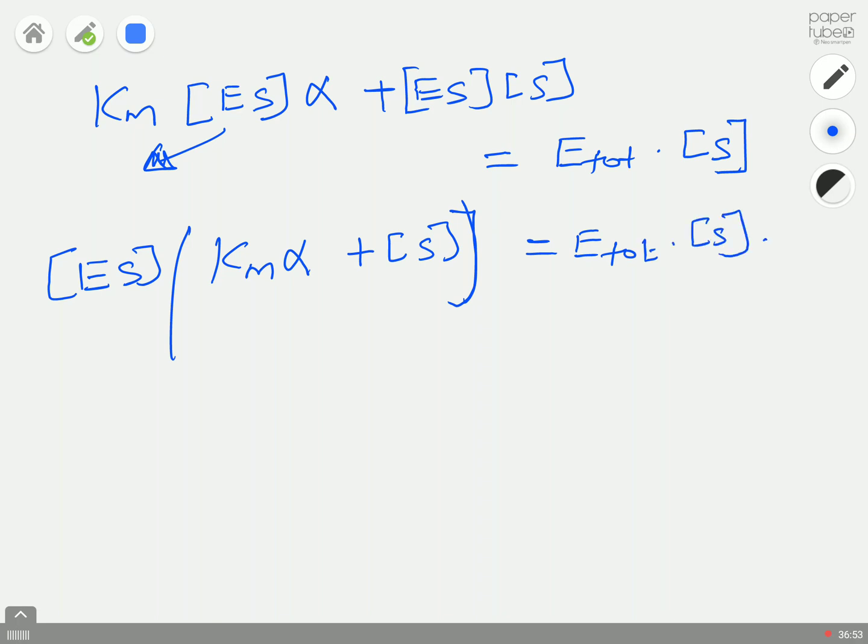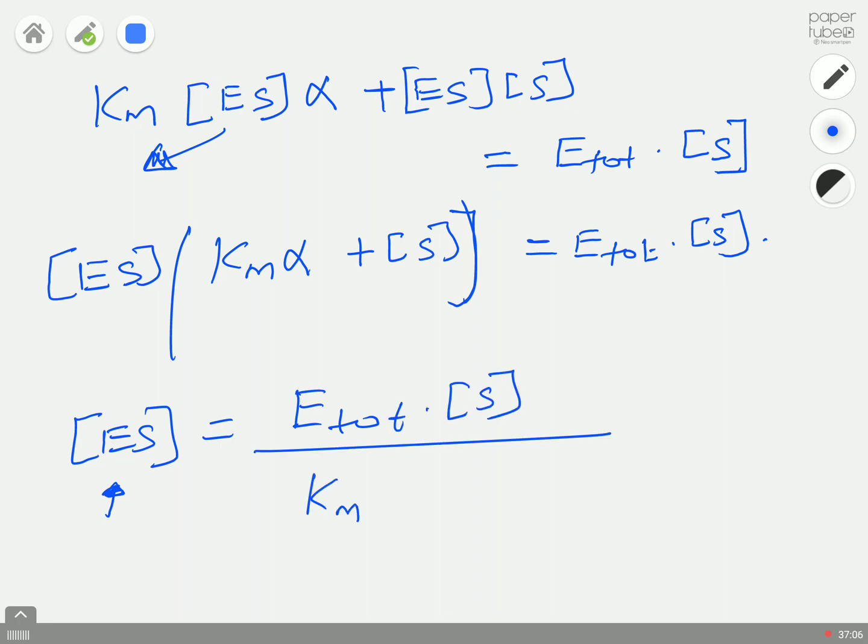Okay, so which means your enzyme substrate complex, that's equal to, this is something that we cannot measure but we can calculate theoretically, E total substrate concentration divided by Km plus your substrate concentration.